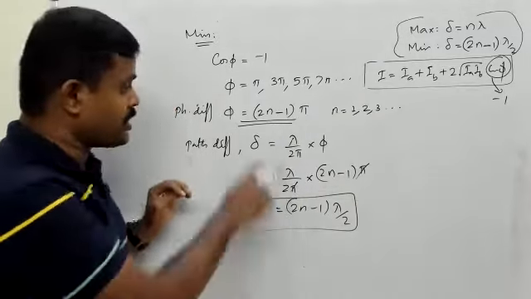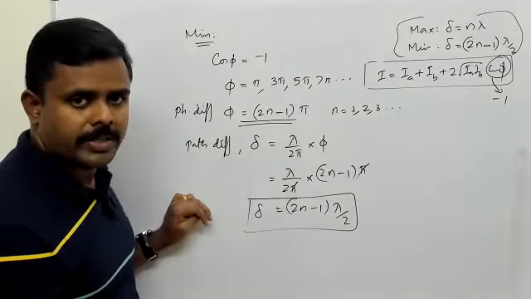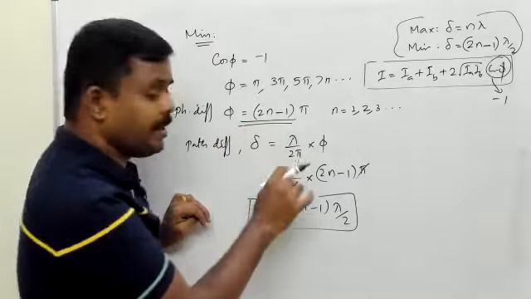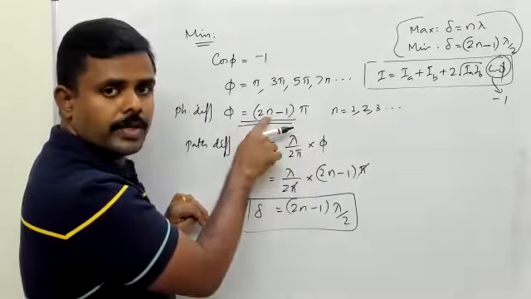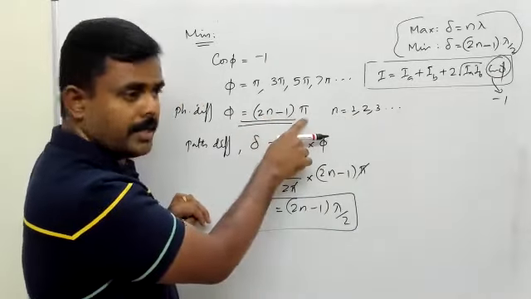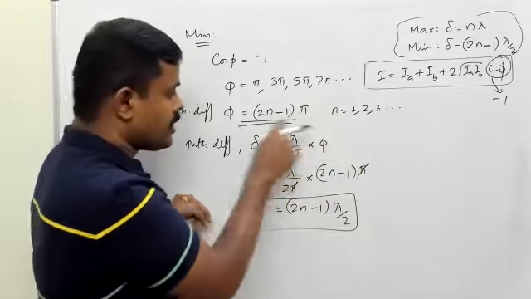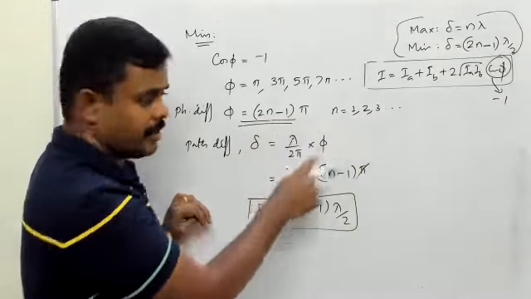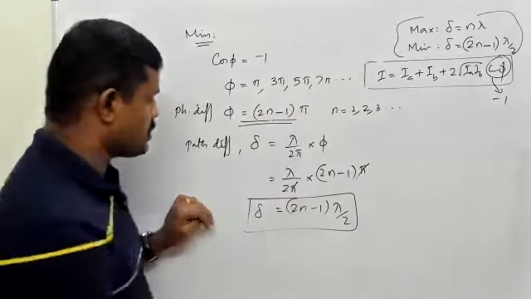Forget about all those things. You just take phi as 2n minus 1 into pi, no matter what your teacher takes, where n is equal to 1, 2, 3, and so on. You put n is equal to 1: 2 into 1 is 2, 2 minus 1 is 1, so pi. You put n is equal to 2: 2 into 2 is 4, 4 minus 1 is 3, so 3 pi. N is equal to 3: 2 into 3 is 6, 6 minus 1 is 5, so 5 pi. So it goes on like that: pi, 3 pi, 5 pi, and so on.